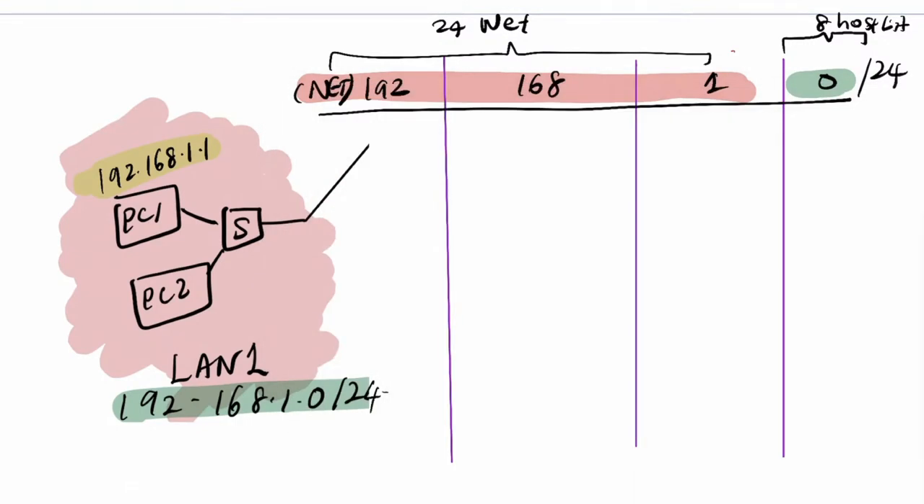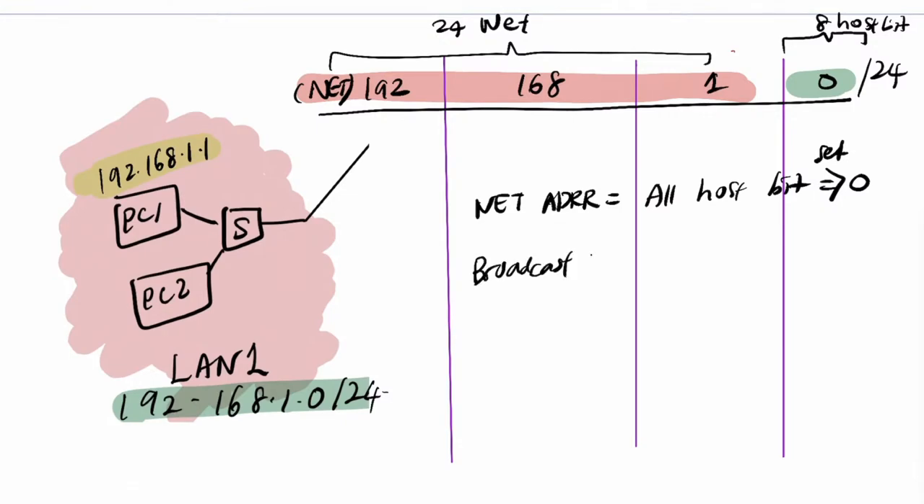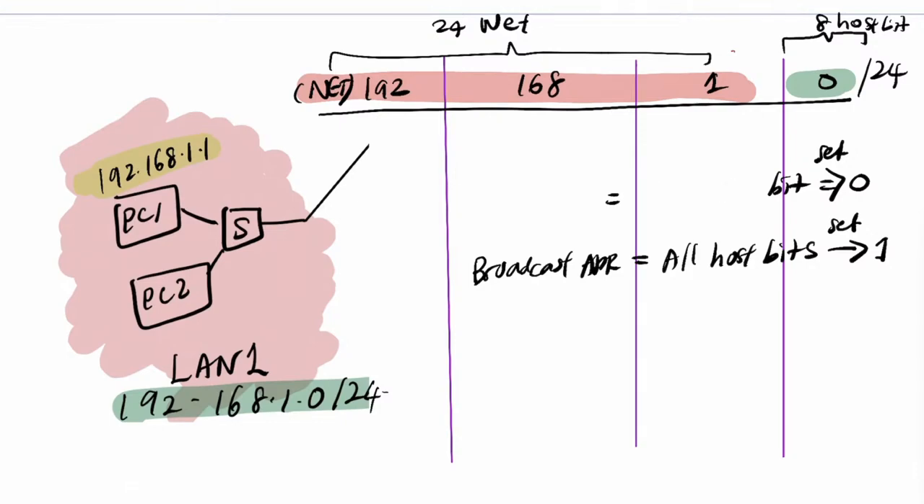Next thing you want to do is understand this concept: the first address in the network, you set all the host bits to 0. To find the last address in the network, you set all the host bits to 1. I will write this down because this is a very important concept. Net address, all host bits set to 0. Now, for a broadcast address, for those who are not familiar, the broadcast address is the last address of a network. All the host bits you set to 1. This is a very important concept. You have to understand this before we can continue to find the last address. Based on this, we already know the network address, so we can just calculate the last address.